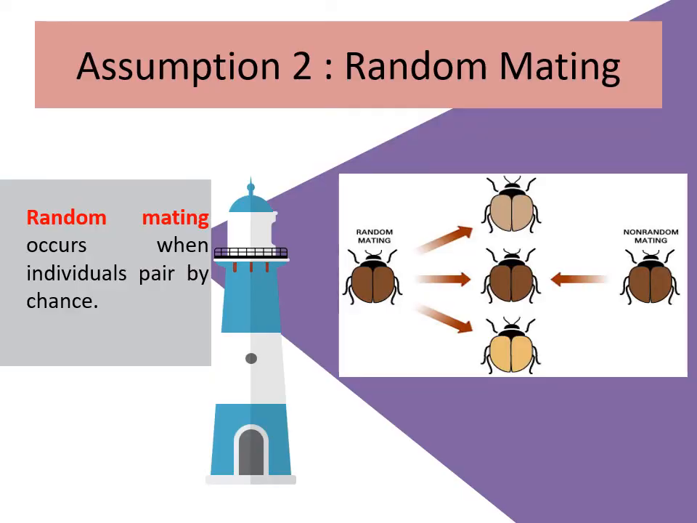The second assumption is random mating. Males and females may choose their mates using a variety of criteria such as color, body size, territory size, or display behavior. Random mating occurs when individuals pair by chance.